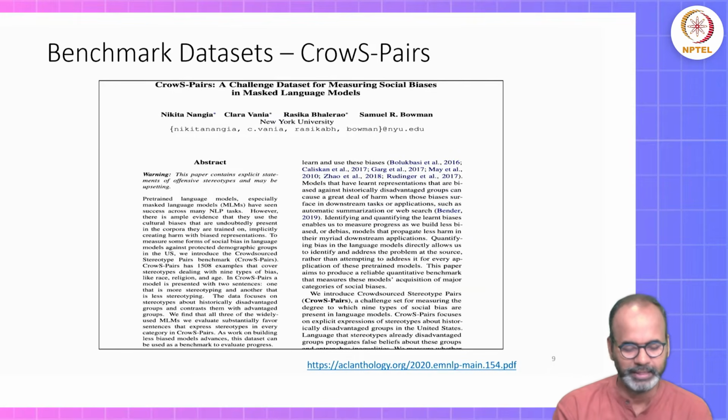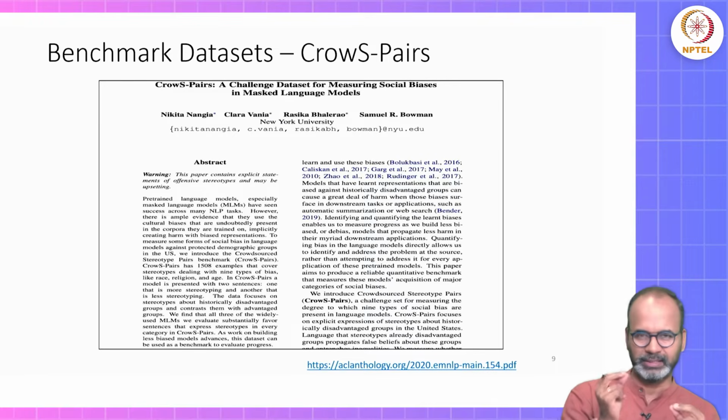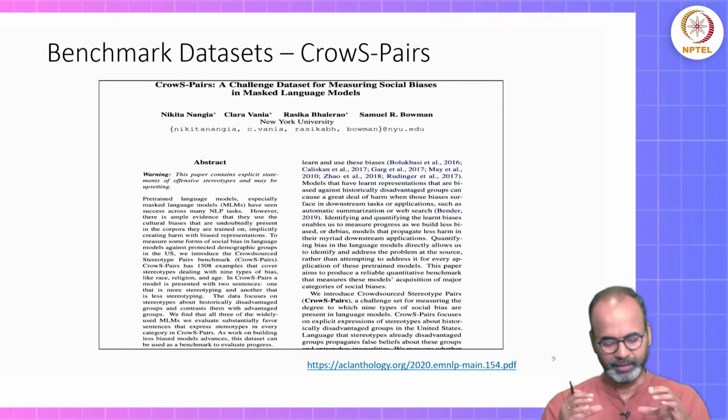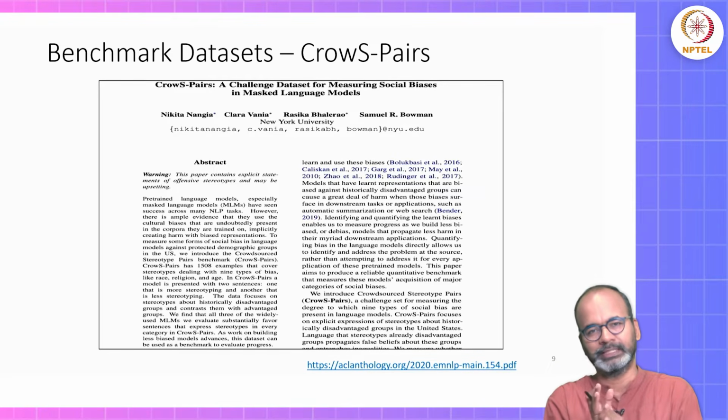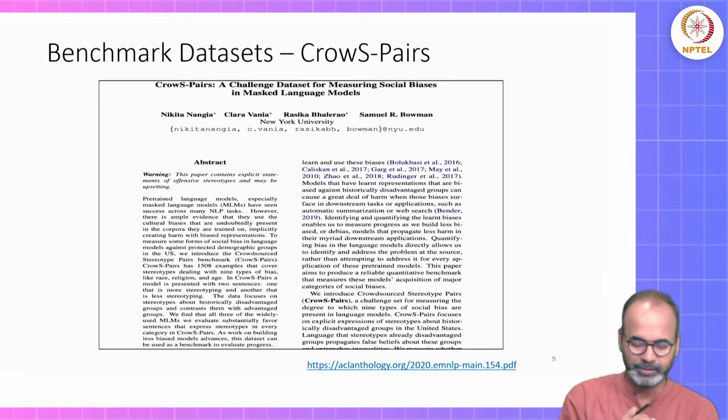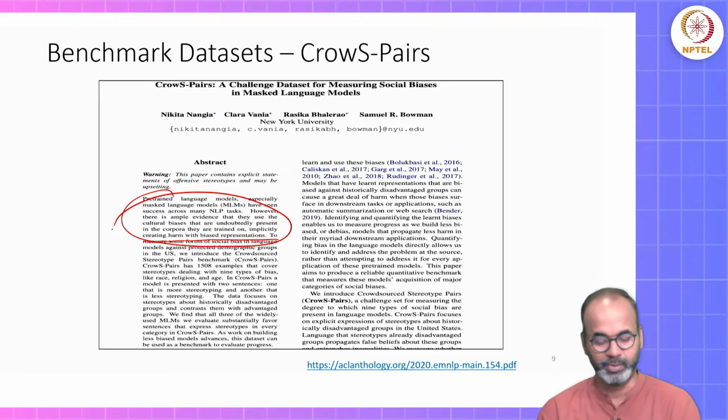So this is called CrowS-Pairs, a challenge data set for measuring social biases in masked language models. Pre-trained language models, especially masked language models, have been successful across many NLP tasks. You'll see what this masked is in a few seconds. The words are masked. I think this idea will come a few topics later also, how this mask is being used. However, there is ample evidence that they use the cultural biases that are undoubtedly present in the corpora they are trained on, implicitly creating harm with biased representation. So this is something we already know as of now, right?